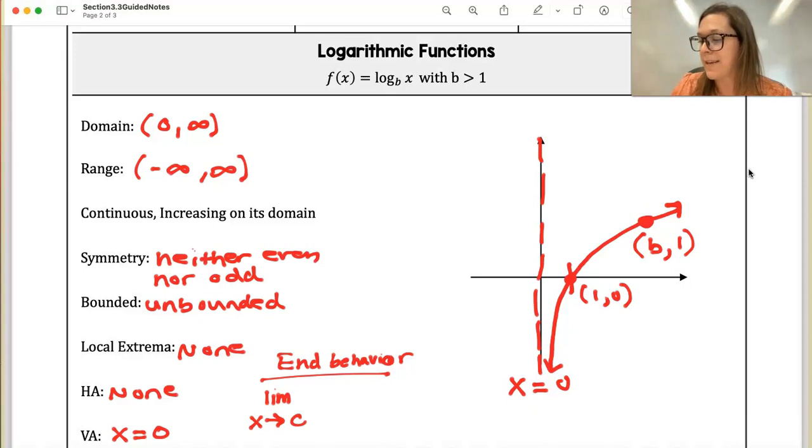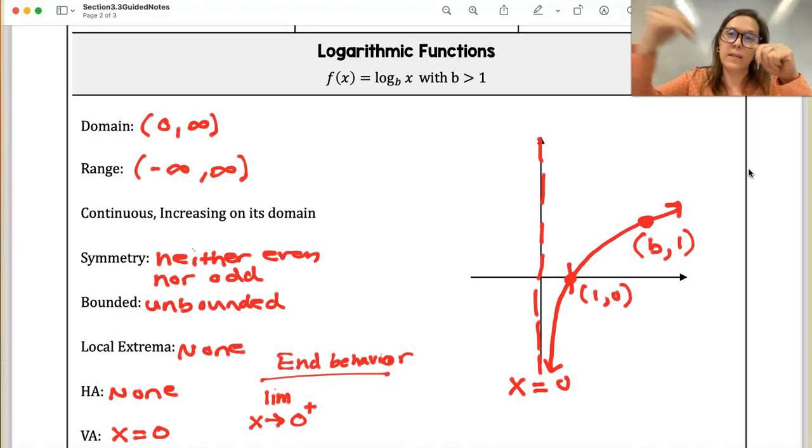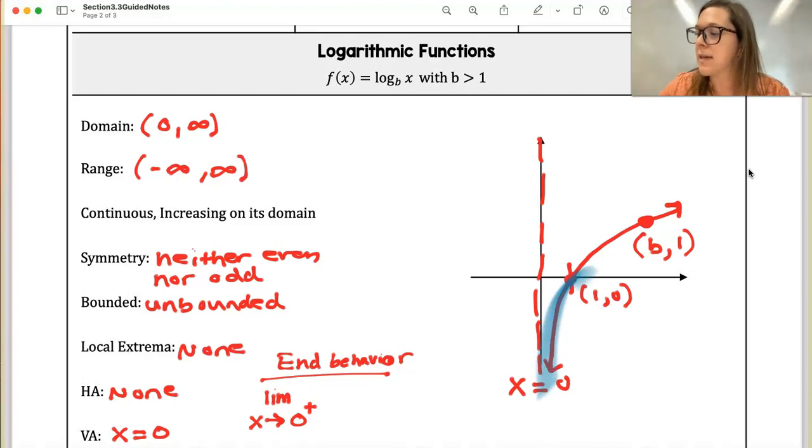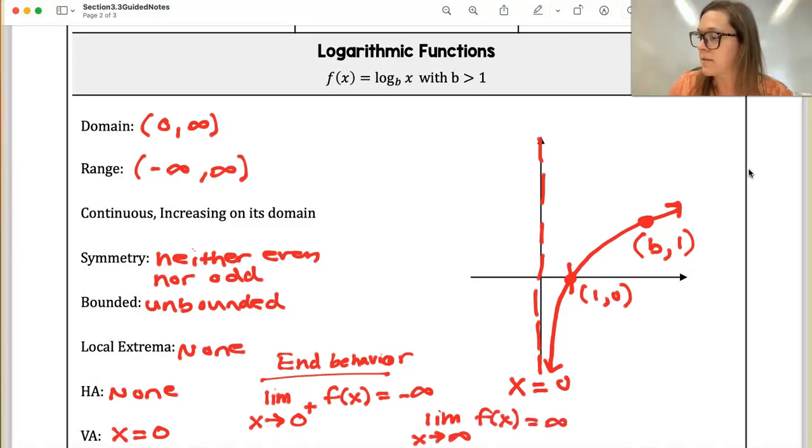I want to add in, remember when we talked about limits, we put that little plus and minus sign. Do you remember what that meant? That means from which side. So if it was a minus, then we would be coming in from the left side, because our behavior might be different on either side of the asymptote. So I should have, in yesterday's notes, put the little plus there, because we are only coming in from the right side. So as my graph gets closer and closer to 0, on the right side, what's happening? It's going towards negative infinity. And then the limit as x approaches infinity, I'm going closer and closer and closer to infinity, right? So it's going to infinity.